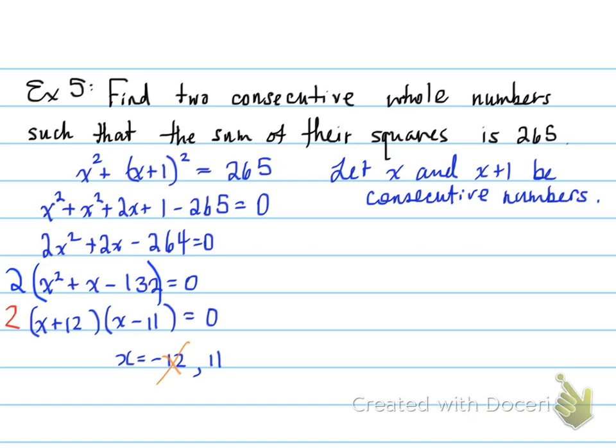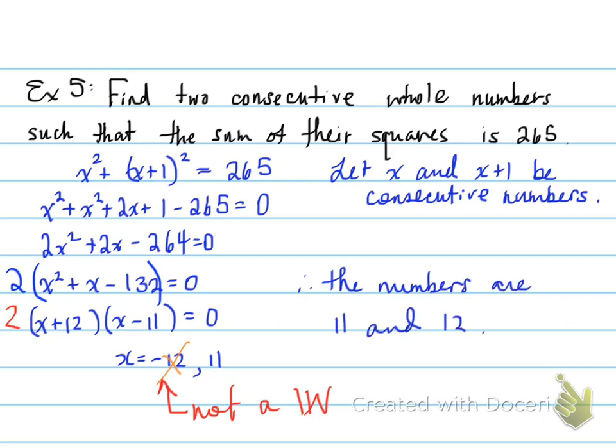What will be the consecutive number? That's right, folks. It will be 12. So therefore, the numbers are 11 and 12. And for those of you wondering what this is, it's a double bar W. So you have a double bar like this, and you make a W with the first one. That represents whole numbers.